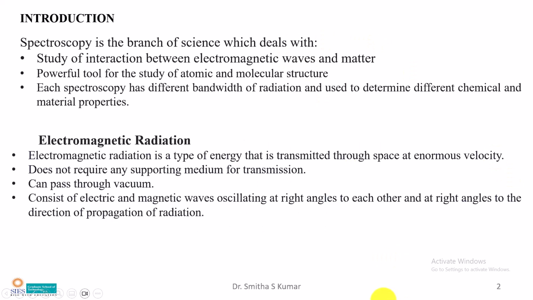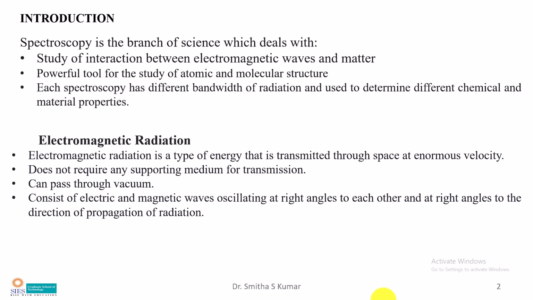First of all, what is spectroscopy? Spectroscopy is a branch of science which deals with the study of interaction between electromagnetic waves and matter. It is a powerful tool for the study of atomic and molecular structure. Each spectroscopy has a different bandwidth of radiation and is used to determine different chemical and material properties. Spectroscopy is a branch of science which is concerned with the investigation and measurement of spectra produced when matter interacts with or emits electromagnetic radiations.